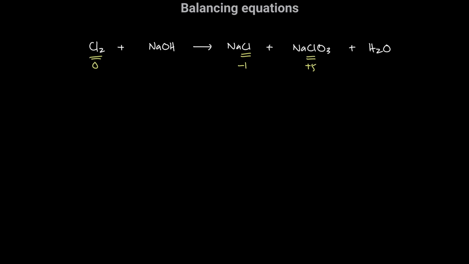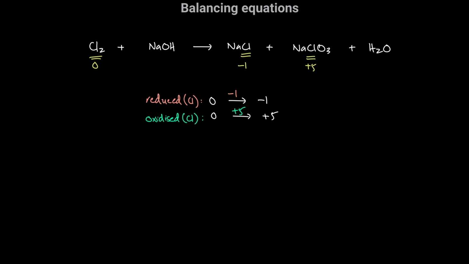If we look at the chlorine atoms being reduced, the oxidation number of chlorine in the elemental form is 0, and in sodium chloride is -1, so it's decreasing by 1. So we have a change of -1. And now we're going to look at the chlorine that's being oxidized. The oxidation number of chlorine is increasing from 0 to +5. So we have a change of +5, an increase of 5.